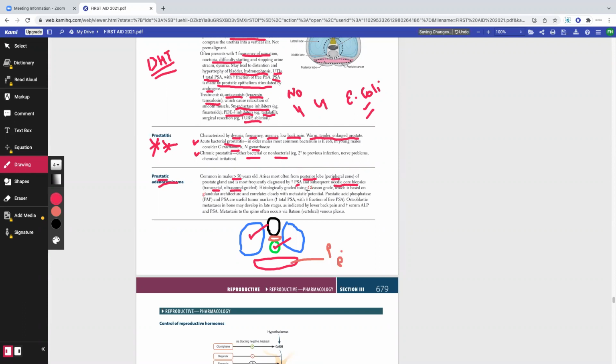What we see is based on glandular architecture and correlates closely with the metastatic potential, meaning that we do a biopsy, we take a little bit of the tissue and we try to grade it. How do we grade a carcinoma? We grade a carcinoma by seeing a couple of things. First and foremost, we see the degree of anaplasia, meaning how anaplastic is the tissue? That is, how much deviation does the tissue have from the normal tissue?